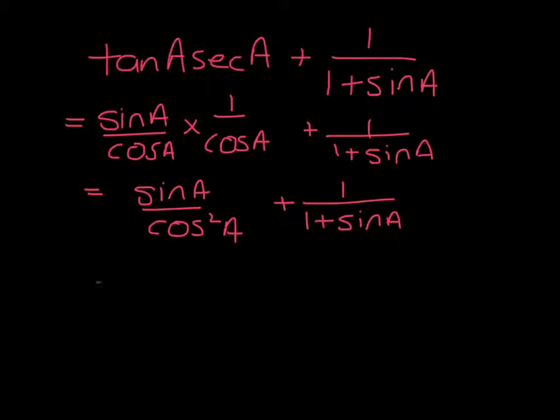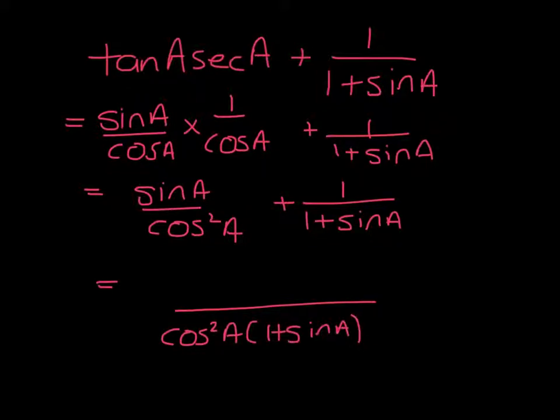I'm going to get a common denominator by multiplying the denominators together. And if I have multiplied the first denominator by 1 plus sine A, then the numerator must get multiplied by 1 plus sine A. And if I've multiplied the second denominator by cos squared A, then the second numerator must get multiplied by cos squared A.